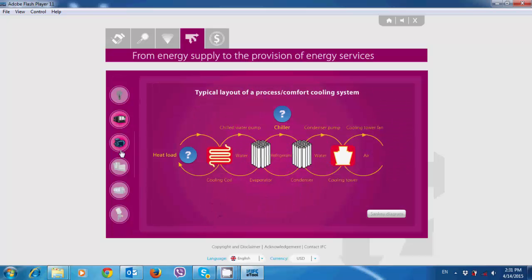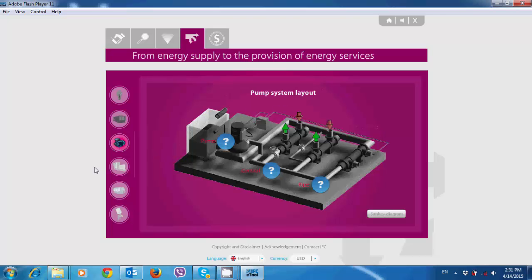Cooling systems can be divided into two categories: process cooling in production plants and comfort cooling in commercial buildings. Pumps are widely used in industrial and commercial applications. They provide cooling fluid transfer in processes. Pumps represent 27% of electricity used by industrial systems.